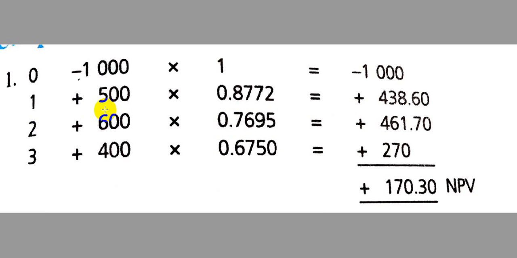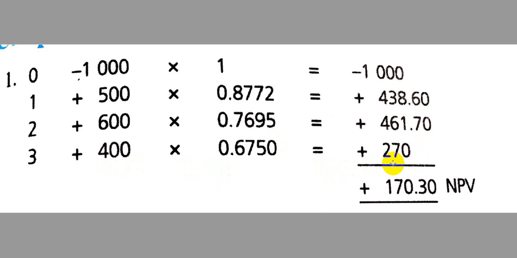Here you can notice that 500 that you will get after 1 year represents only 438 today, and this is the time value of 500, and 600 after 2 years represents only $461 today, and 400 after 3 years represents today $270 only at 14% investment rate. This is the meaning of discounting and compounding.